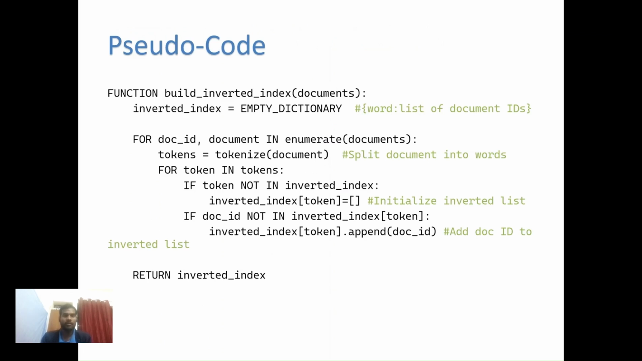Here is the pseudocode. So we see that we have initialized an empty dictionary here. Iterating through all the documents, we generate the tokens using some tokenize function, and for each token, if the token is already in the inverted index dictionary, we just append the document ID to the corresponding list, and if it is not, we create an empty list as the value of that token in the dictionary, and finally return the dictionary as our inverted index.